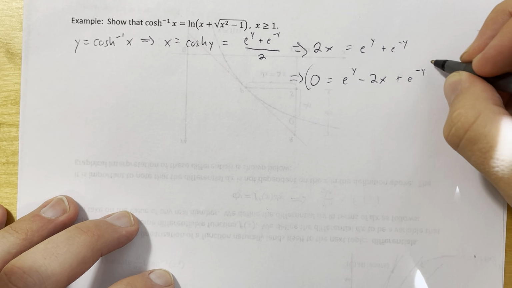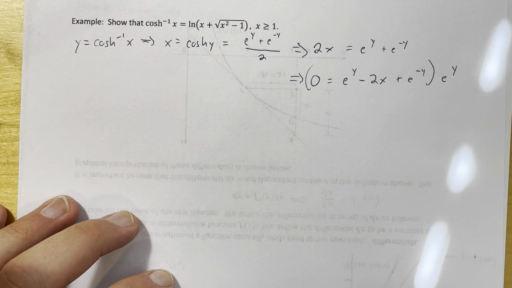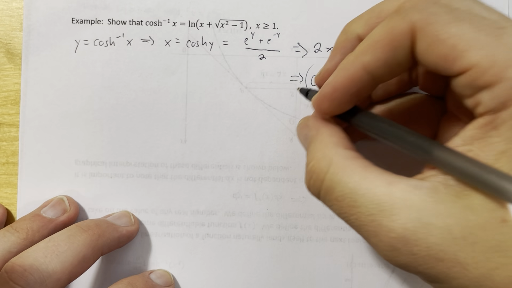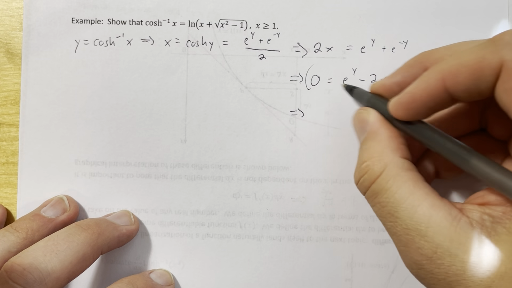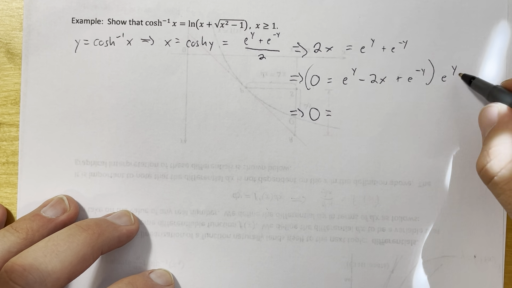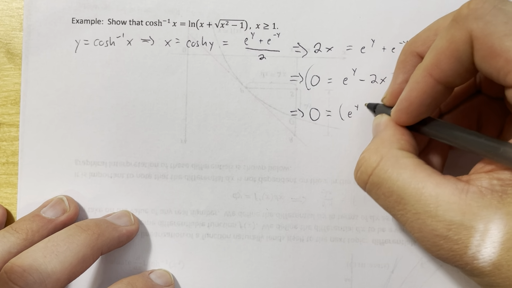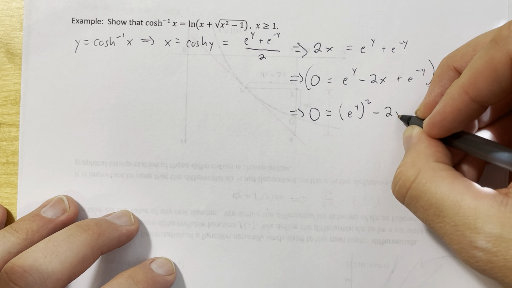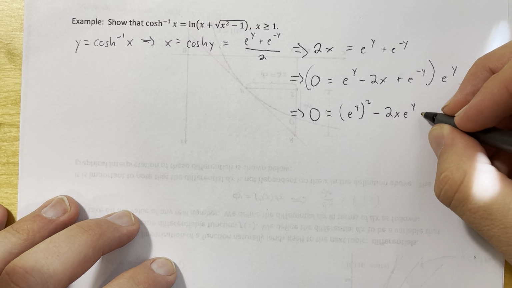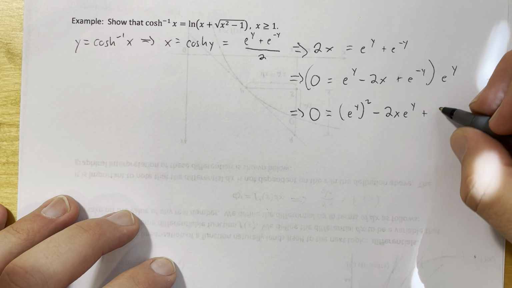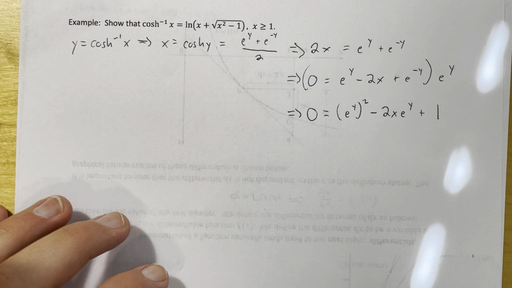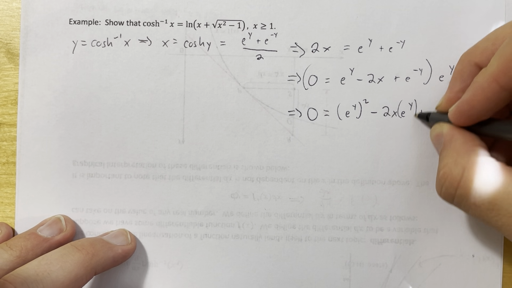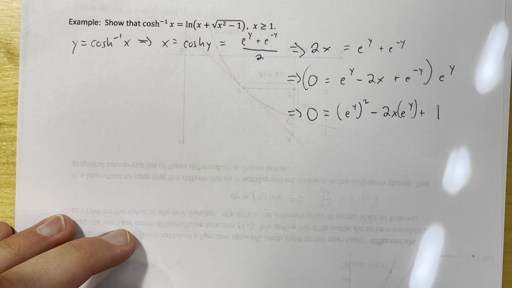Then what I'm going to do is multiply both sides of this by e to the y. The goal is to get this y to cancel that negative y right there. 0 times anything is 0. e to the y times e to the y would be e to the y squared, minus 2x e to the y, plus e to the negative y times e to the positive y is just 1. Those are reciprocals of each other. Okay, and what we have here is a quadratic in disguise.